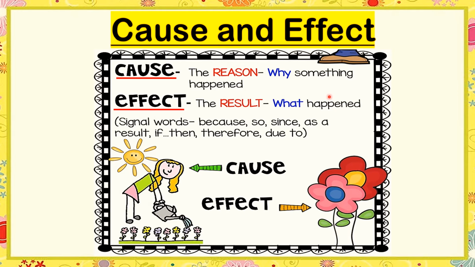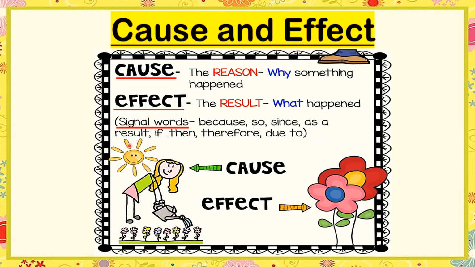And we can always determine what is the cause in the sentence and what is the effect in the sentence by using different signal words. And here are some examples of signal words: because, so, since, as a result, if, then, therefore, due to, and so on.